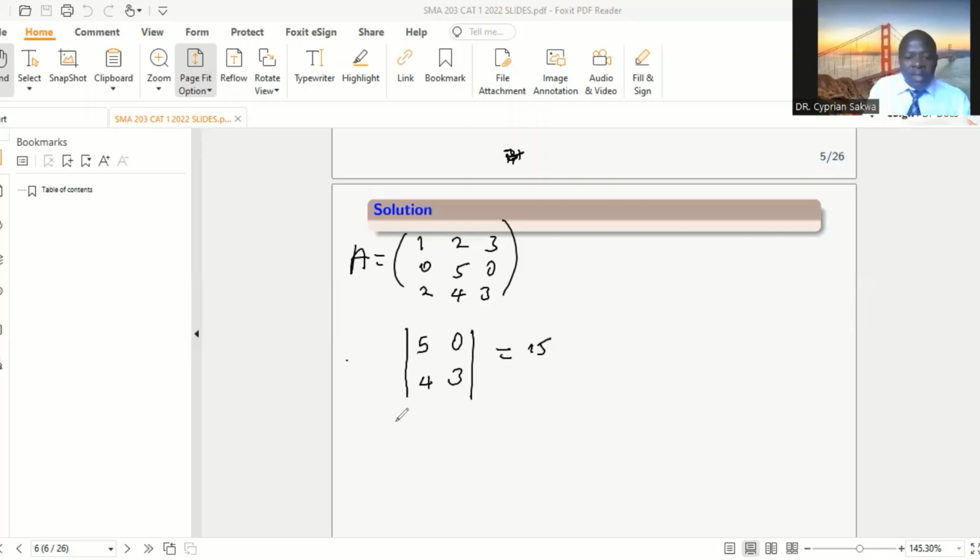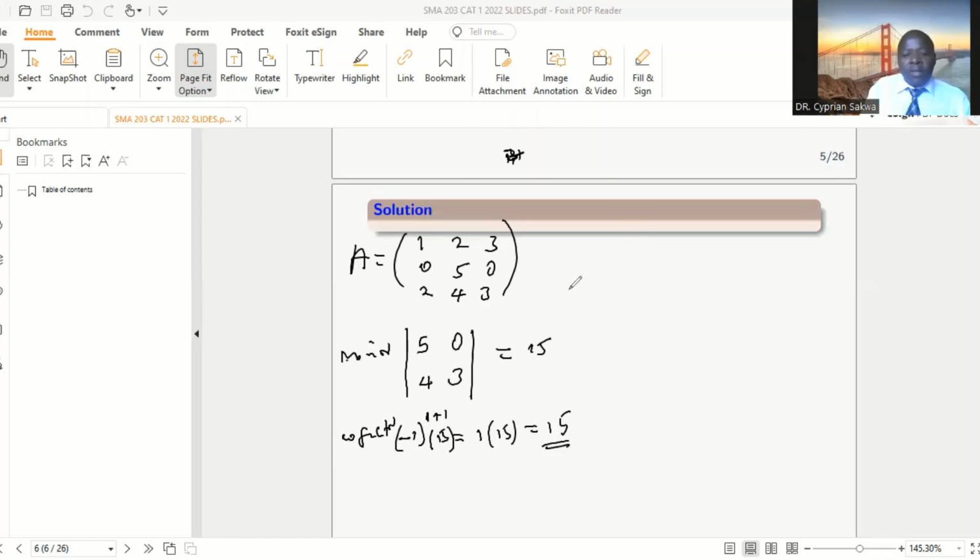And the cofactor in that position would just be -1 raised to the row of 1, which is 1, and the column of this element, which is also 1. So it's -1 raised to 2, which would be positive 1. I multiply this by the minor. It will just be 15. That's how we get a minor, and this is the cofactor.